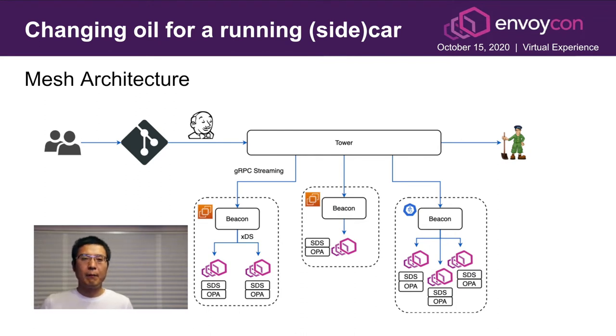And then we leave the versioning and other complexities to the last mile. So the Beacon will be the agent dealing with XDS services. And they will distribute the config through XDS to Envoy. And sitting side by side with Envoy, we have SDS sidecar and OPA agent to help Envoy do authentication and authorization. We have Envoy deployed on both EC2 VM and Kubernetes. It's cross-platform. We have one centralized control plane for both platforms.